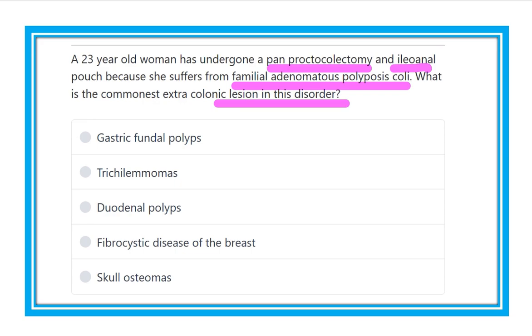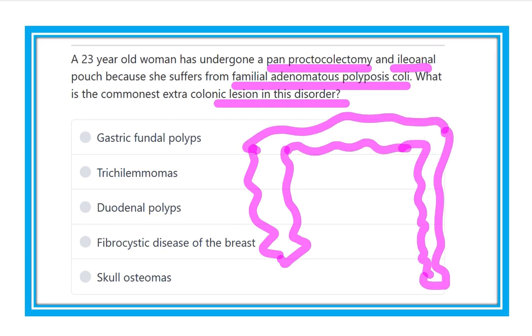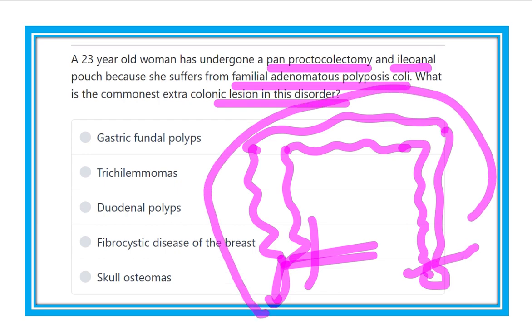So what is the pancolectomy? Usually this is the ascending colon, transverse colon, then the rectum and finally the anal canal, with the appendix and ileum. In pancolectomy, from this part up to the anal canal, the whole of the colon is removed. Then this ileum is connected with the anus.